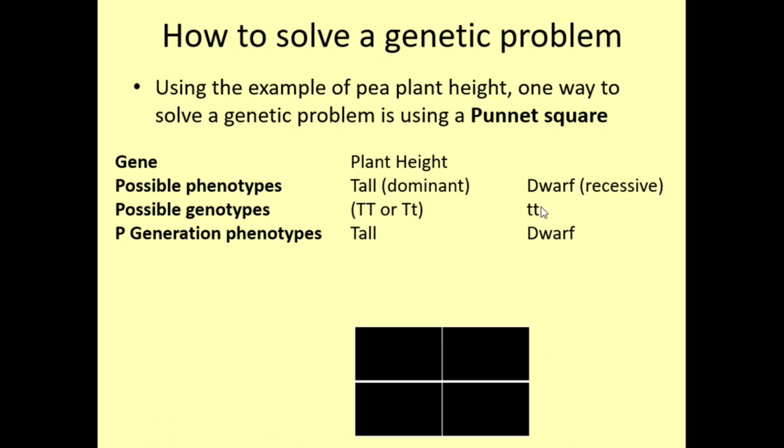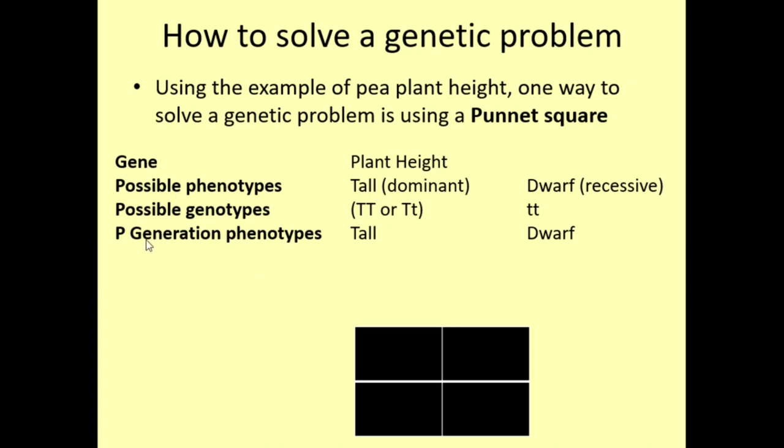and we will give the dwarf or recessive allele a little t. So when it comes to our possible genotypes, a tall pea plant, just like our purple flowers, can have two different genotypes. It can be homozygous dominant, or it can be heterozygous. And then our dwarf plant has to have the genotype homozygous recessive. So this is just like our white flowered plants. That's the only genotype it can have. So these are our possible genotypes for our phenotypes.